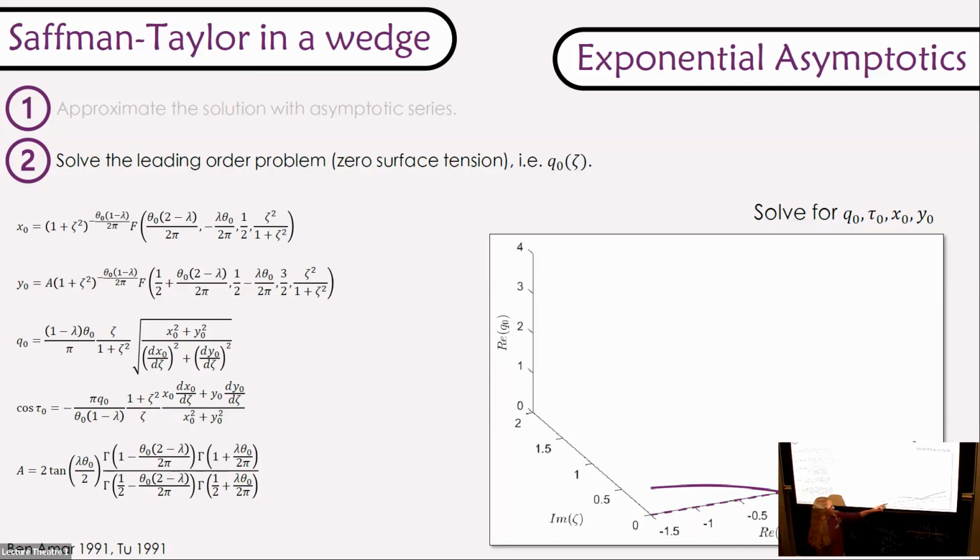Yeah, so we've solved the leading order problem on the real zeta axis, so it's on the free surface. You remember in the far field, our solution is going to 1, and at the origin it's 0. This is the leading order speed.